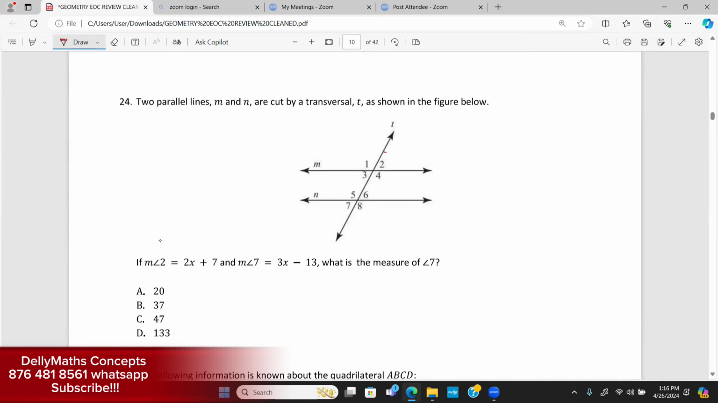Angle 2 was given as 2x plus 7. Angle 7 is given, where's that? Right here. It's given as 3x minus 13. What is the value of angle 7?